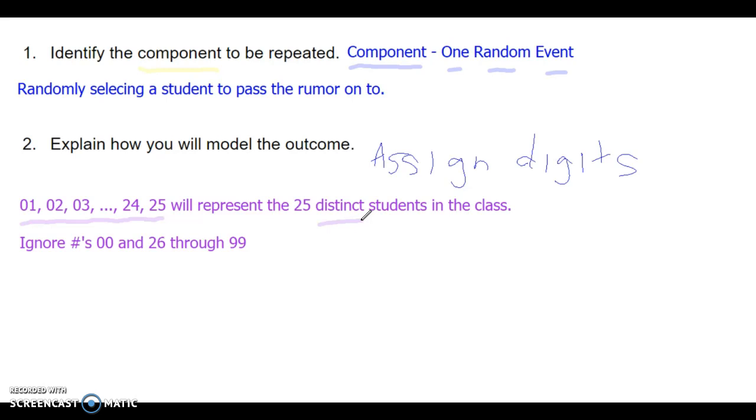But the other thing that I need to make sure of is that I ignore 00 because there's only 25 students in the class, and I also want to ignore 26 through 99 because those would not be students in the class. Now, one of the things that we are assuming here is that you are one of these students. Now, we don't know which number you are, but you're the one who started with the rumor, and you are going to start this string of numbers. So for our purposes, we really would want to define this a little bit further, but for right now, this is good enough for the example that we want to do.